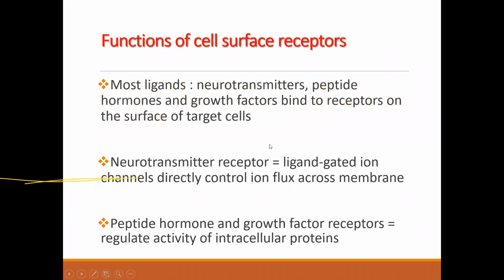The next one is the function of the cell surface receptor. Most of the ligand that I mentioned before, ligand is the same as signaling molecule. Most of the signaling molecules, for example neurotransmitter, peptide hormone, and also growth factor, are a large group of signaling molecules. All of these molecules cannot pass through the plasma membrane and get into the target cell. Therefore, they have to bind to the surface receptor on the target cell.